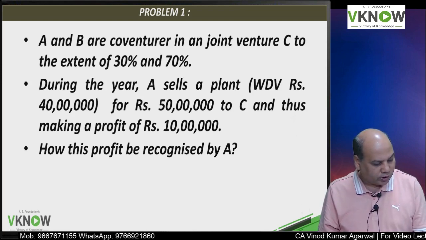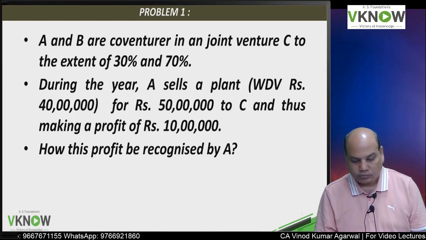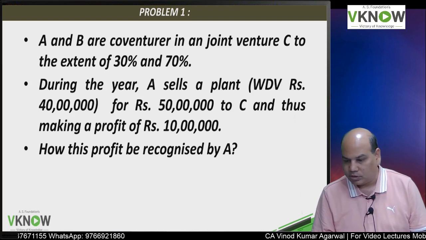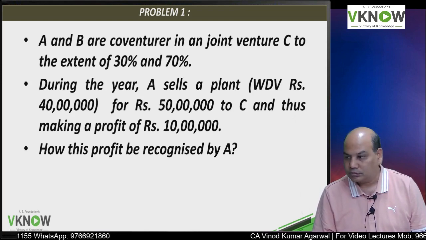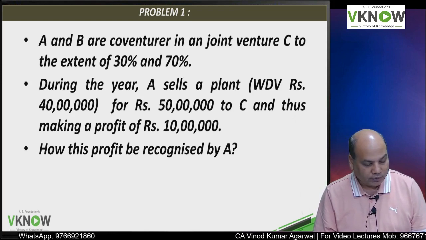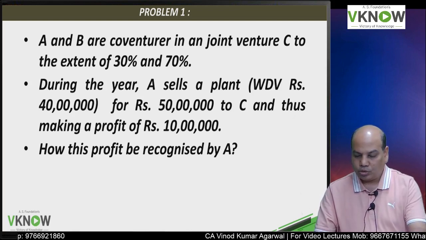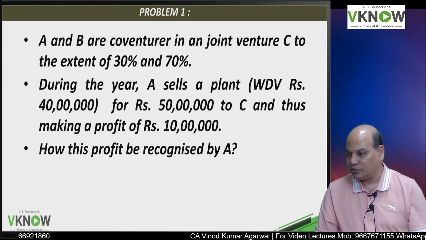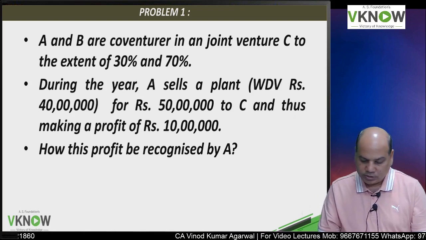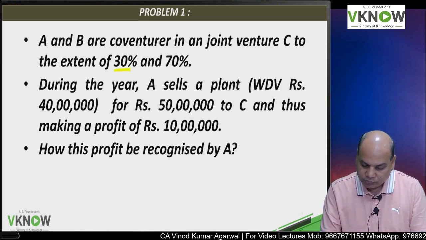In our book, there is one question number 1. Please come to question number 1. On the question answer part, after 2 pages, you will see A and B are co-venturers in a joint venture C to the extent of 30% and 70%.